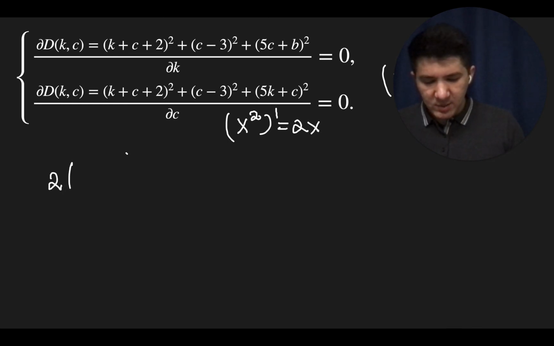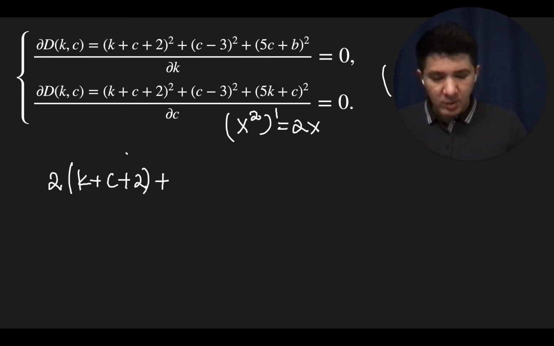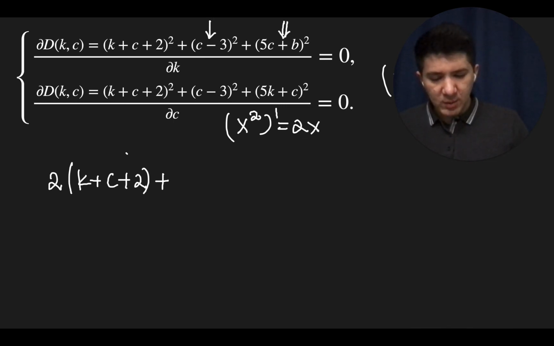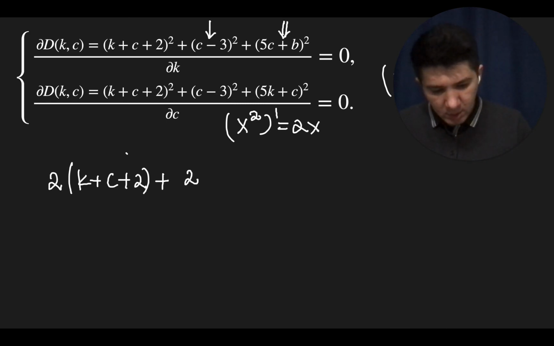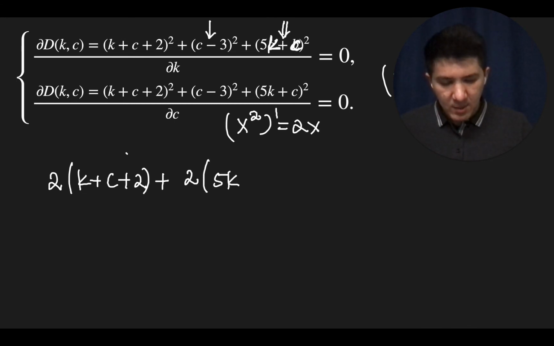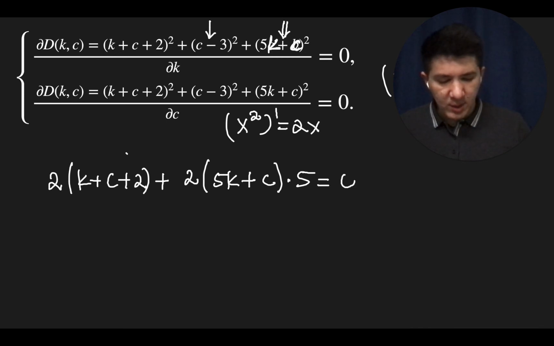It's going to be 2 times (k plus c plus 2), plus, so there is no k in the second one, right? So that's why the derivative is equal to 0. And the derivative of the third one here is going to be equal to 2 times, oops, there should be k, sorry. And this should be c. Okay, so sorry for the typo. So it's going to be 2 times (5k plus c) times the derivative of the 5k, which is equal to 5, okay? And we have to equalize this to 0.